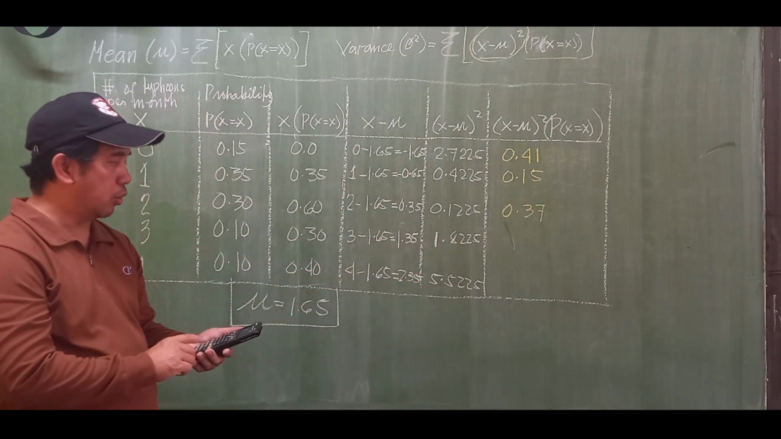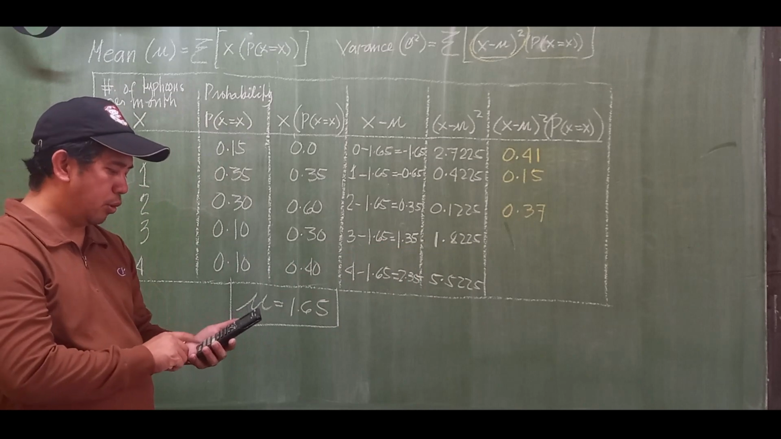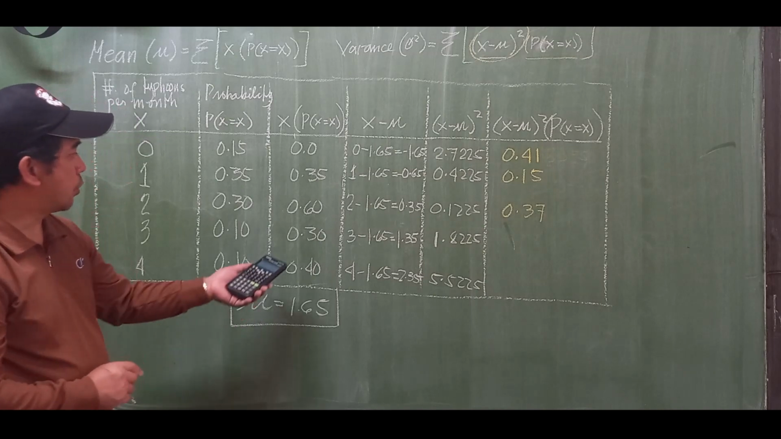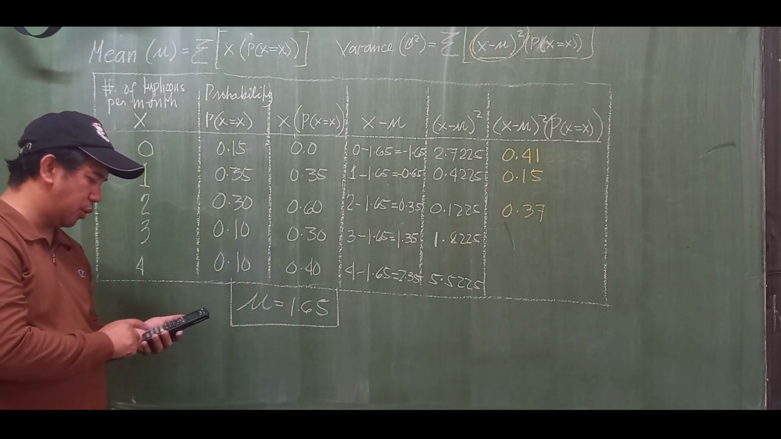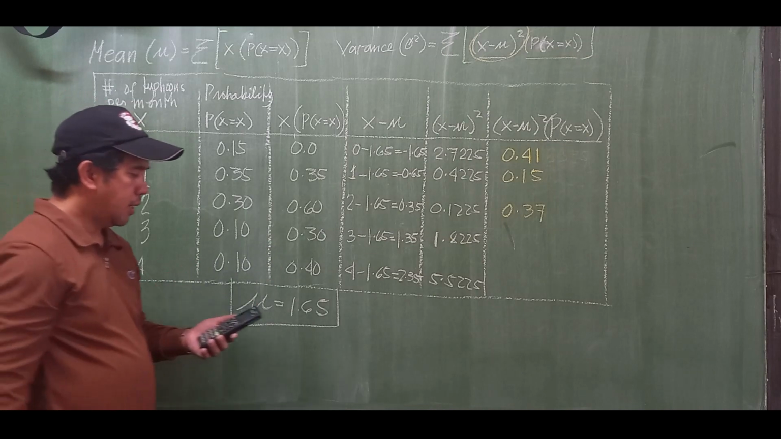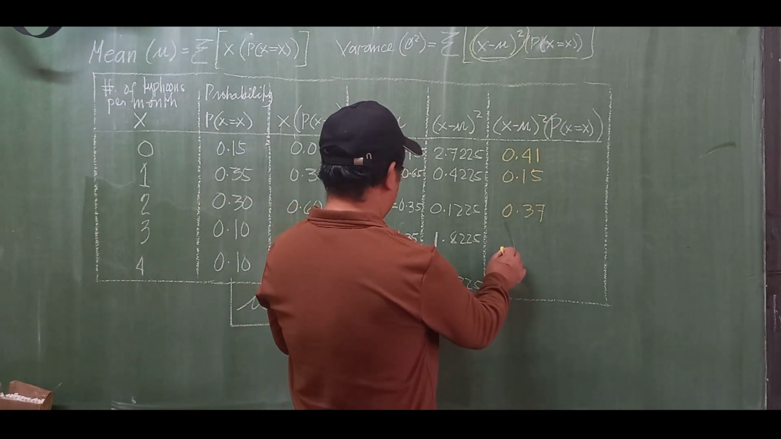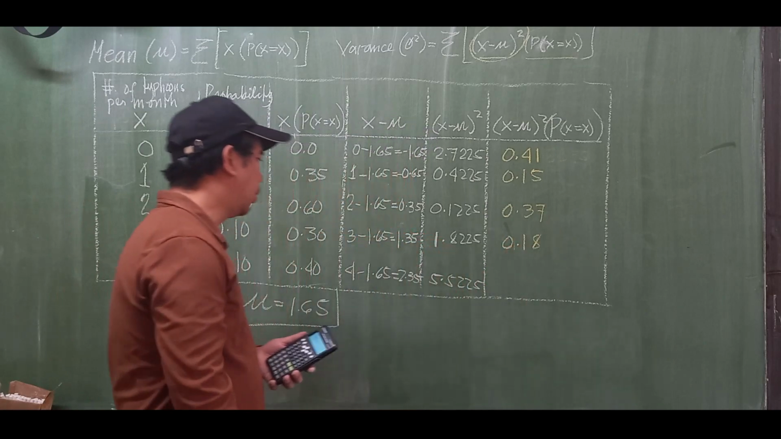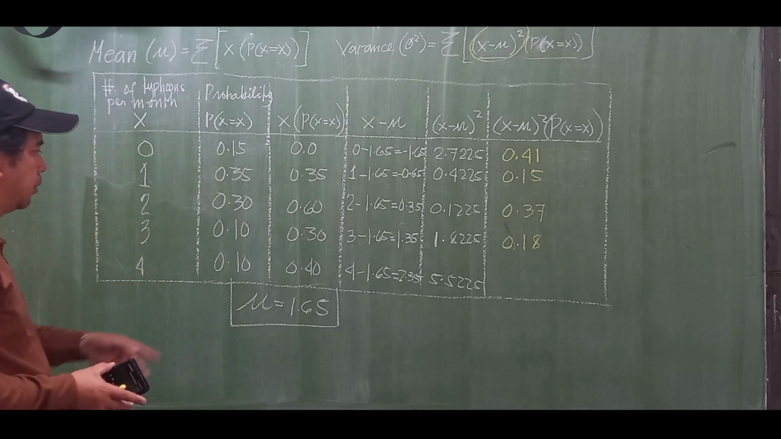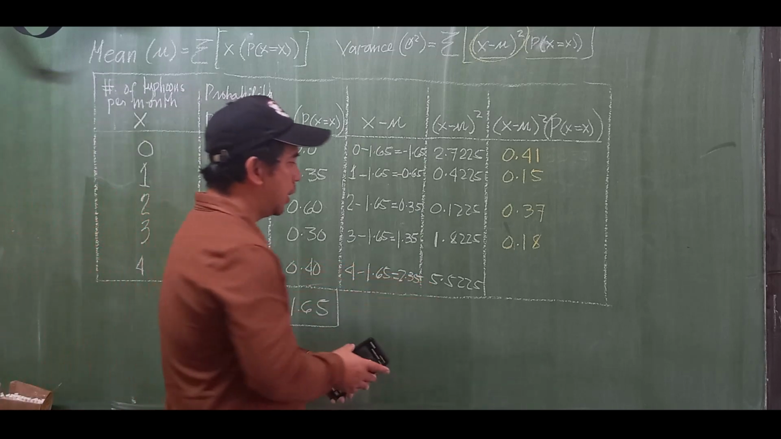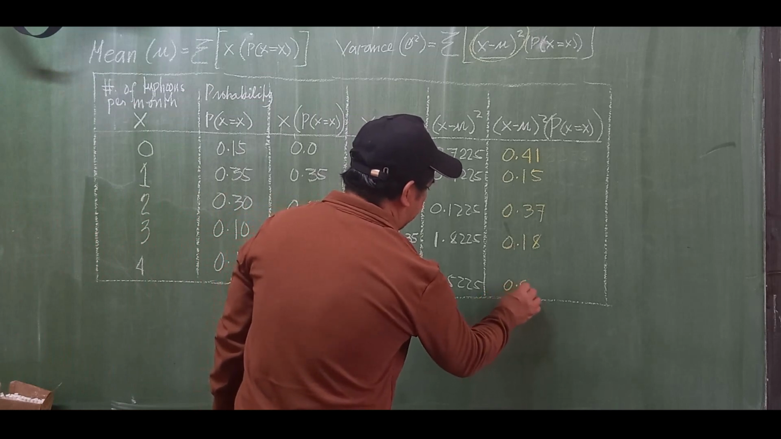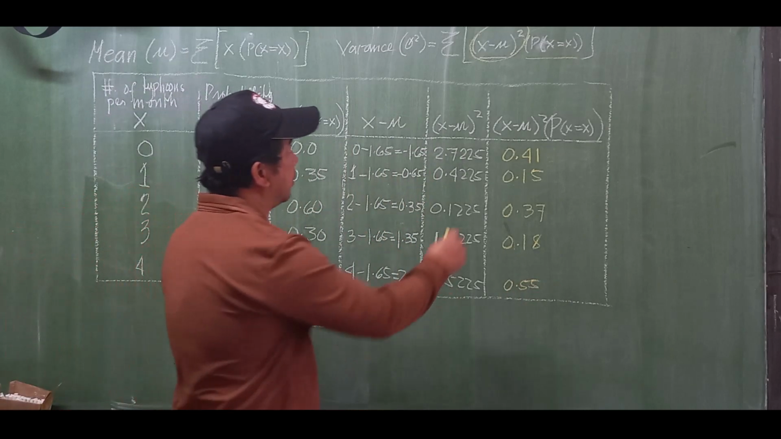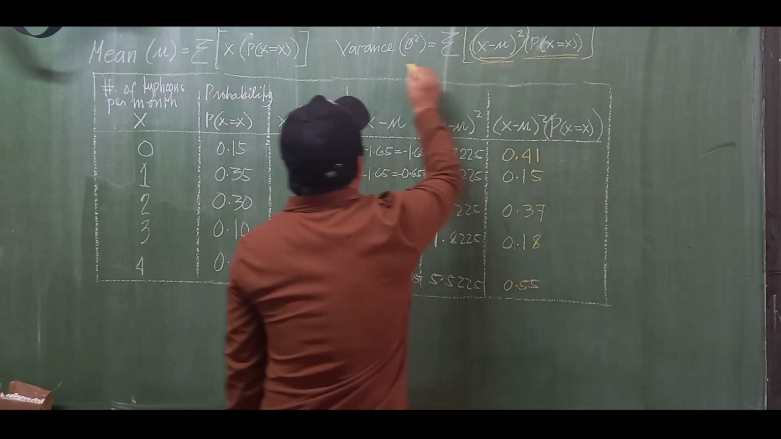Now, what about this one? 1.8225 multiplied by its corresponding probability, 0.1. So it will give you a result of 0.18. And what about this one? Multiplied by this one, it will give you a result of 0.55. Now, we are already done with the individual parts of the variance.